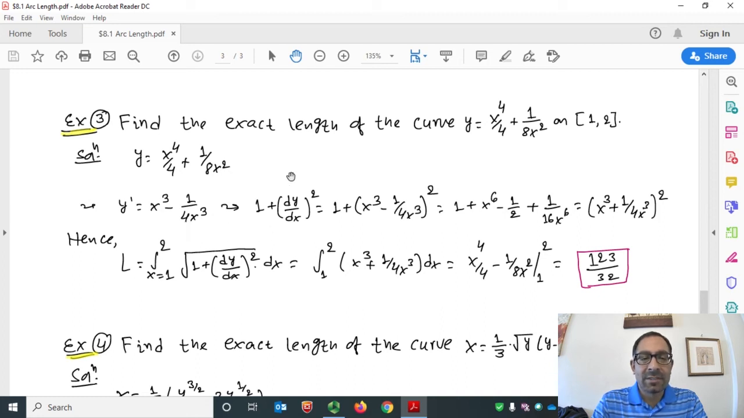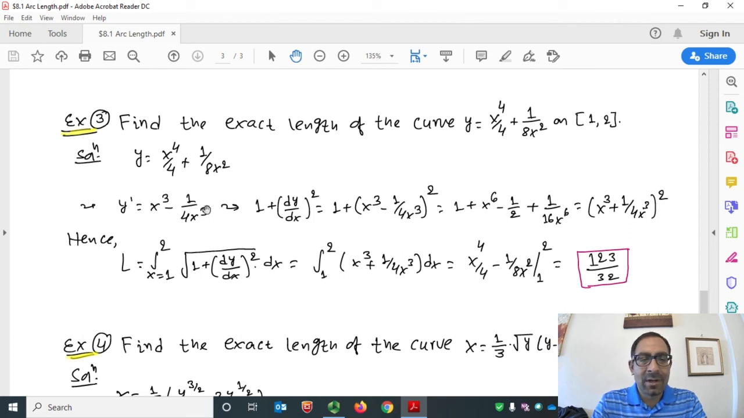Then find the value of this expression, 1 plus (dy over dx) squared. It turns out to be 1 plus this expression squared. Expand this expression. So in the next step, 1 plus as it is. So here, the first term squared is x to the power 6, minus 2 times first term times second term, which turns out to be 1/2, x cubed cancels, and plus the second term squared becomes 1 over 16 x to the power 6. Now simplify this expression. This turns out to be (x cubed plus 1 over 4x cubed) squared.